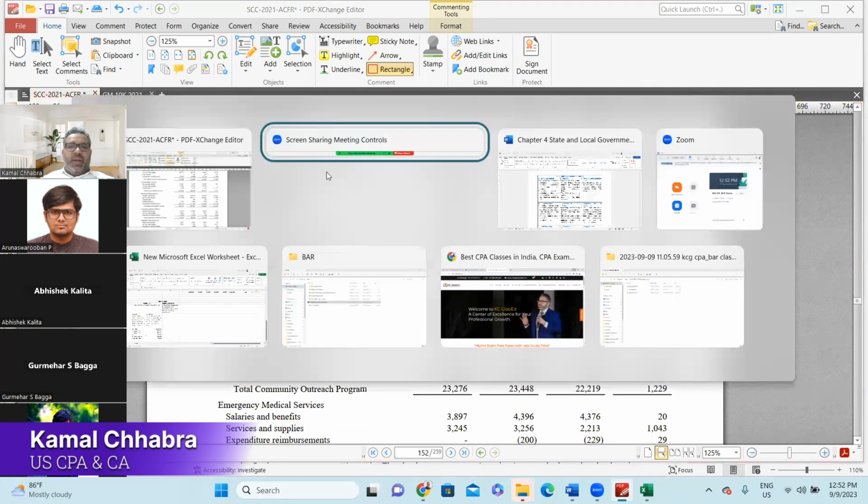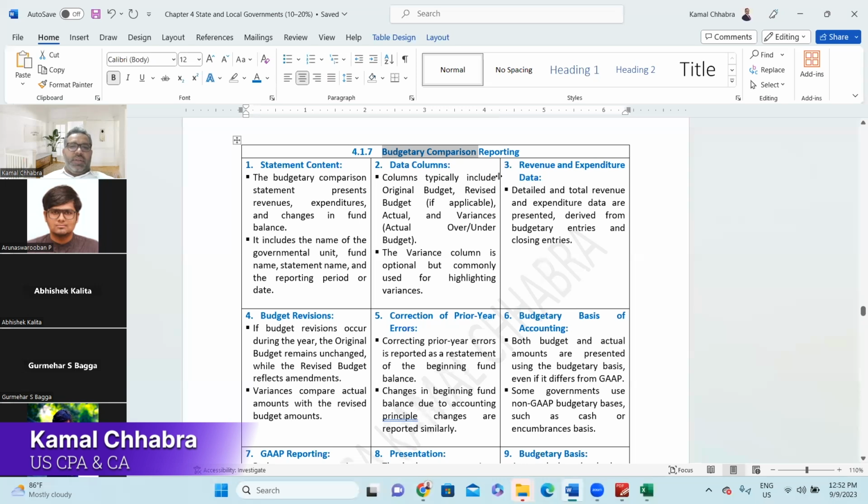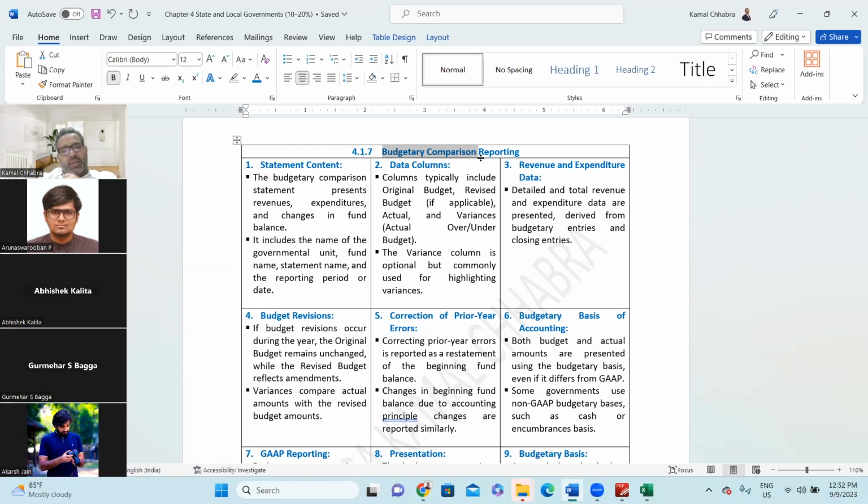Now, coming back to the theory part, what things do you have to keep in mind when making budgetary comparison reporting? Why do we need to make budgetary comparison reporting for governmental accounting? You remember we discussed this in the first class of governmental accounting. Why do we need to make a budgetary comparison?